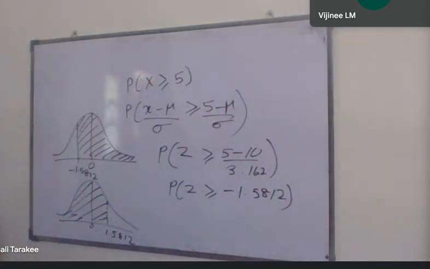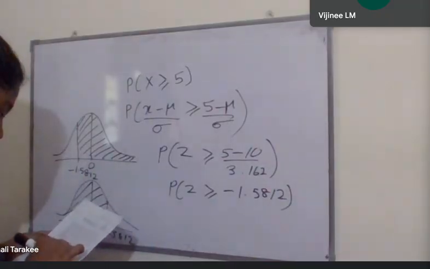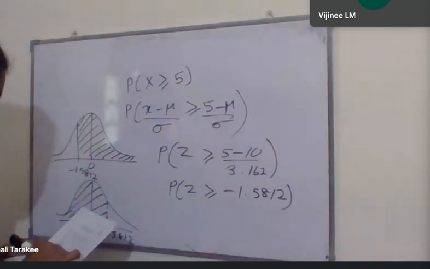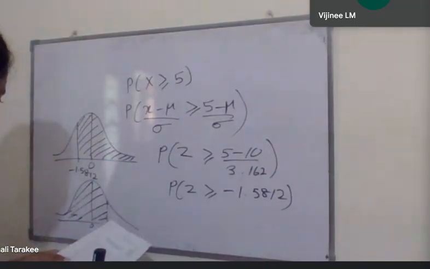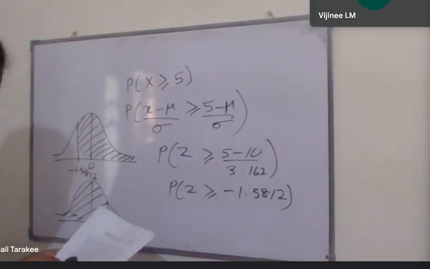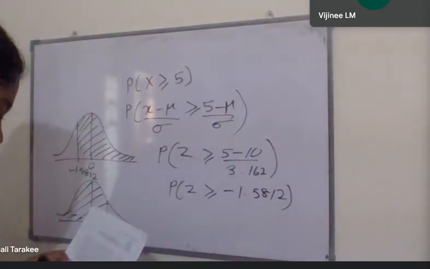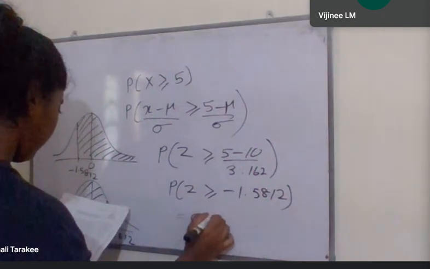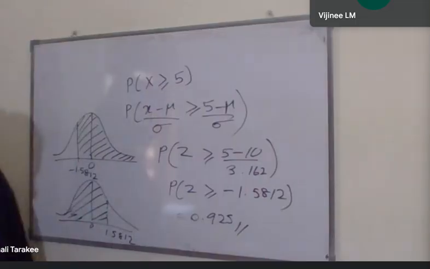1.5812, I think the value is 0.9429. z greater than 0.9429 and 0.925. Is that the answer we got? Yes.